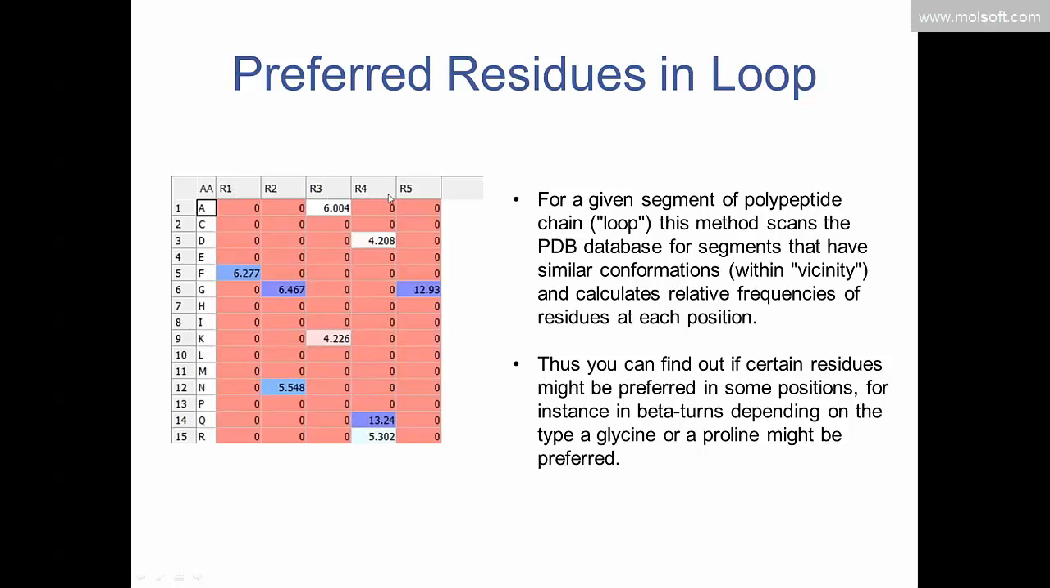So this is a 5 residue loop, and these are the amino acids. It's obviously longer than this, cut it off at arginine, but you can see at each position which residue is preferred based on the PDB. So for example, in beta turns, depending on the type, a glycine or a proline might be preferred, so you can use it for design.